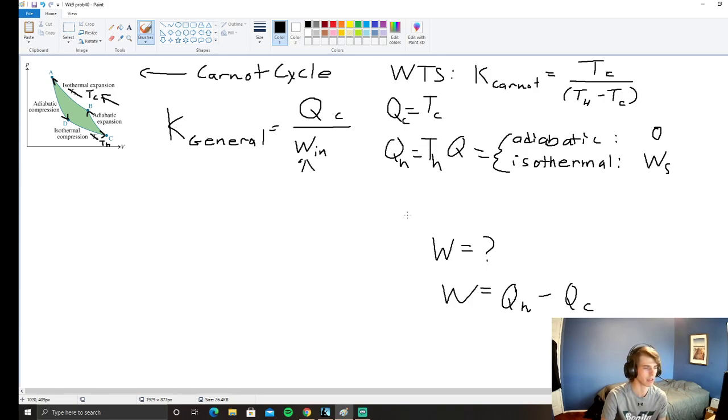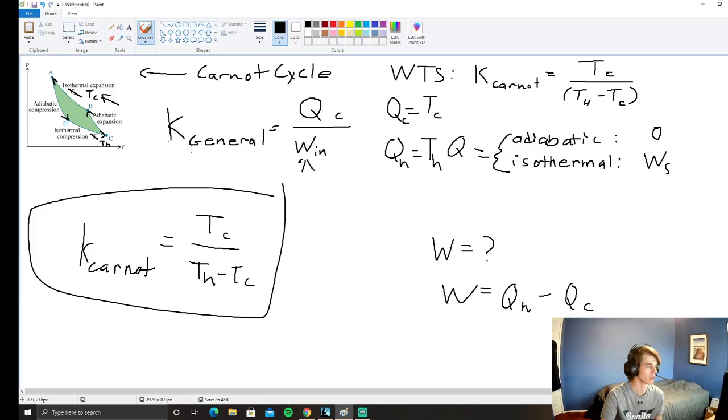So it's very similar. And then if you just substitute in the work here and the Q's, you basically solve it. So I'll write that out, I guess. K Carnot is equal to, substituting in QC for TC, substituting in work for QH and QC, and then subbing those in for T's, we just get TC over TH minus TC. So kind of simple. The hard part is deciphering the graph. Hope that helps. Have a nice day.